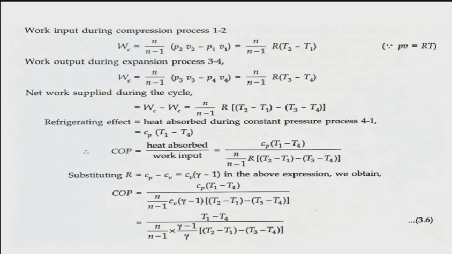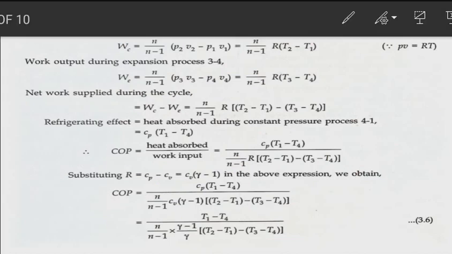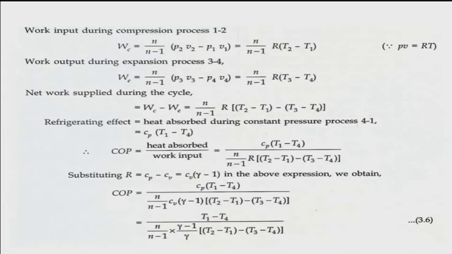What is the work input given to the compression? You have to study the work of the different components, and also the COP and the total COP. Going on with the work input to the compressor, in process 1 to 2 the work of the compressor is equal to n divided by n minus 1 into P2 V2 minus P1 V1.